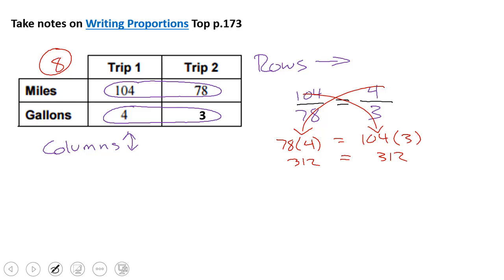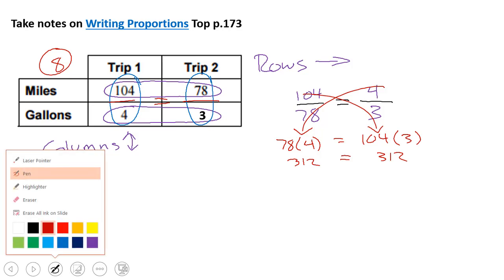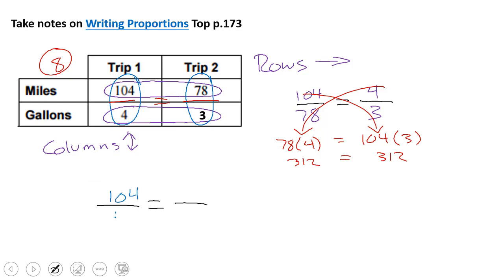Then we have the columns. The columns would be going down. I would be using trip 1 this time, and I would go miles to gallons. And then I'd go trip 2, and I'd go miles to gallons. I'm going to use my red here and show you, a lot of people think the columns is the easiest way, because really, right in the table, you could write your proportion template just like that. And you would end up with 104 over 4 is the same as 78 over 3.